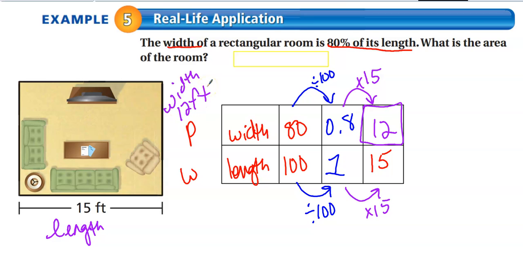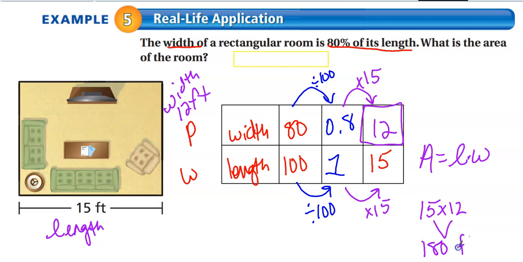Now I have the dimensions, so I can find the area. Remember, area of a rectangle is length times width. I need to do the 15 for the length, 15 times 12. Put that in the calculator and hopefully you get 180 feet squared.